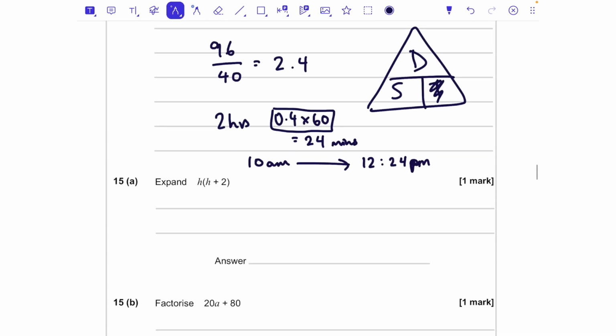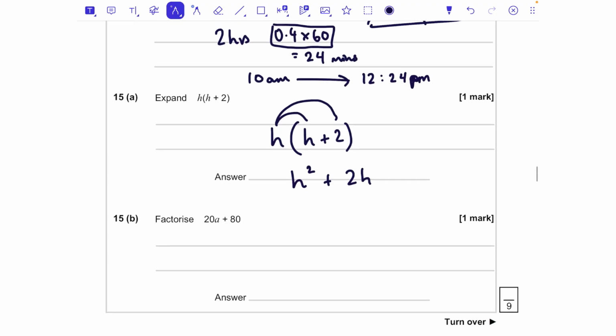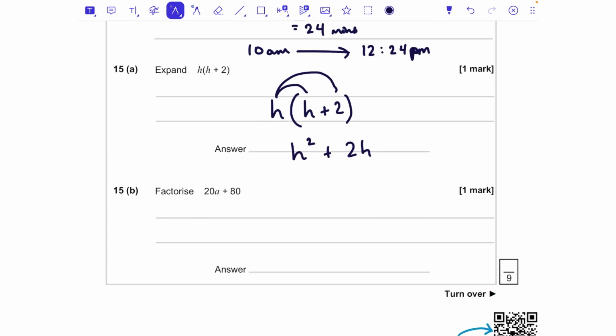Question number 15. Expand h add 2. So h times h is h squared. When we times a letter by itself, we're squaring it. And then h multiplied by 2 is 2h. Can't bring them together because they're not like terms. So that is your final answer. For 15b, we have to factorise.